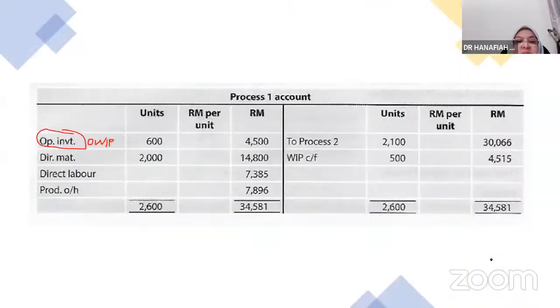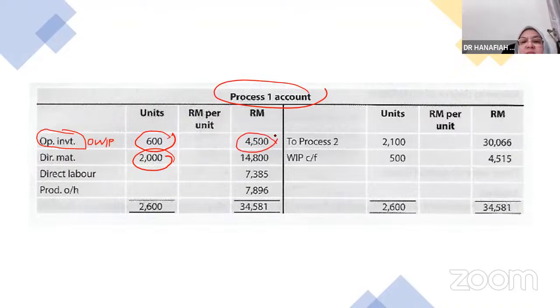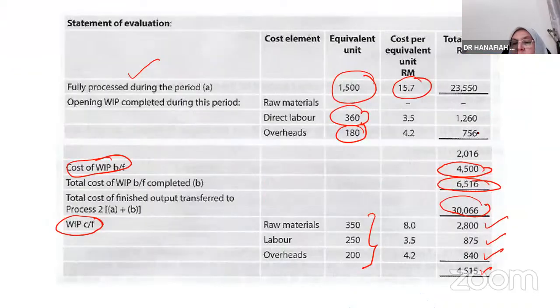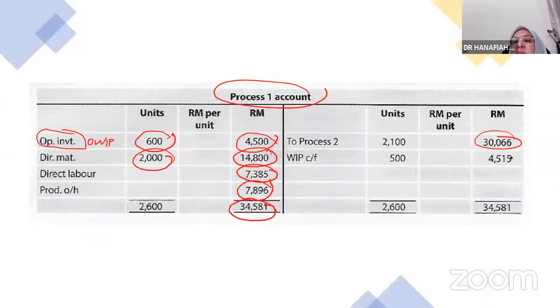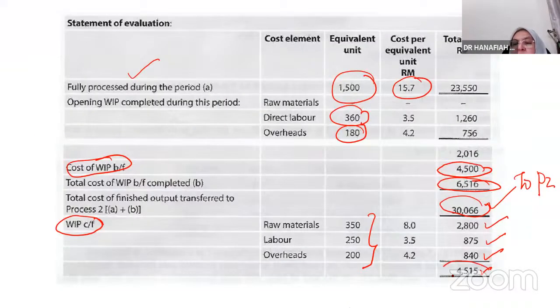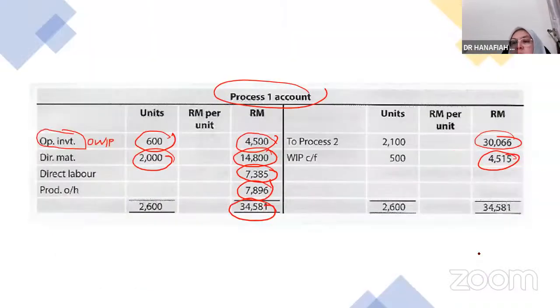All right, so this is the process account for the first process, and the raw material in the particular process is 4,000 plus 14,000 plus 7,000 plus 7,008. So it is 34,581 and to process 2. The figures that we want to transfer to process 2 are from here. And this is work in progress, which you obtain from the statement of evaluation. You transfer both here and it should be balanced in your process account.